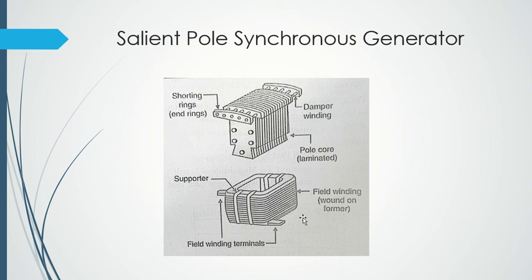Okay, then the whole pole structure is laminated, and they provide the slots in the pole shoe to house this damper winding only, right? See, here you can see, to house this damper winding only.